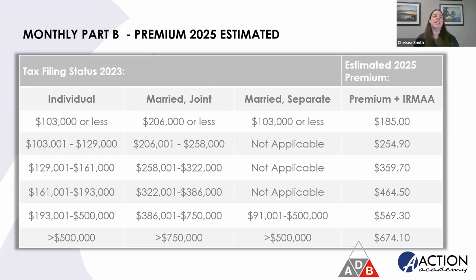But this is the IRMAA chart that I've used every year, just with 2025 estimates plugged into it. So as you can see, there are amounts that the individual or the married couple make together. Each income bracket has an increase slightly based on the amount that they make, up to lots of money if you make lots of money. And then that base premium, the 185, is the estimated base premium for Part B for 2025.